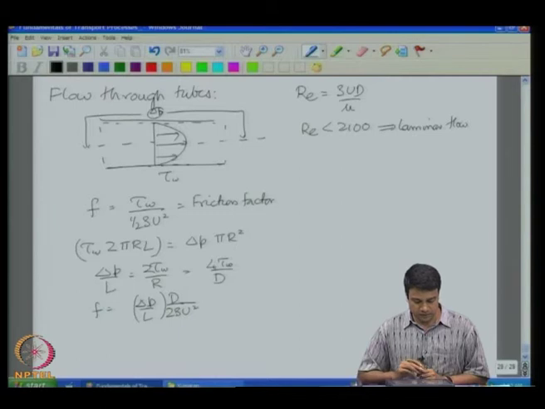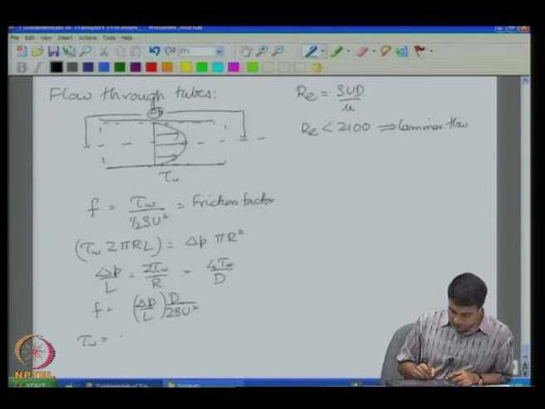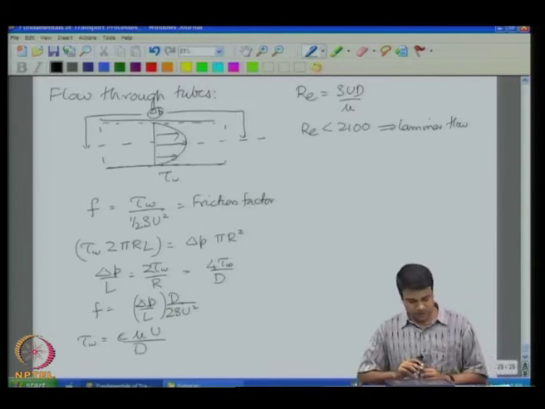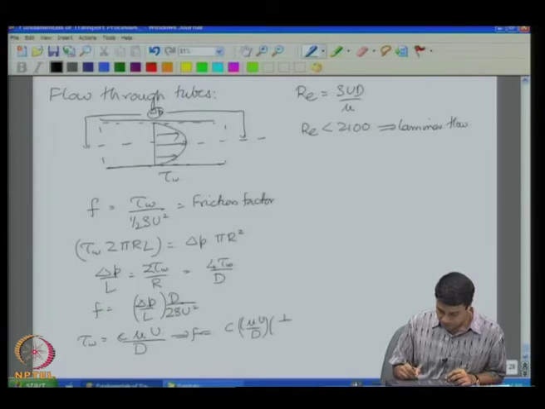Okay. Therefore, the friction factor, okay, the shear stress should be only a function of the viscosity, the velocity, and the diameter. Okay. That means that tau w is equal to some constant times viscosity times velocity divided by the diameter, okay, which means that the friction factor is equal to this constant into mu u by d into 1 by half rho u square, which will be equal to 2 c into mu by rho u d, okay, which is equal to 2 c by Reynolds number.